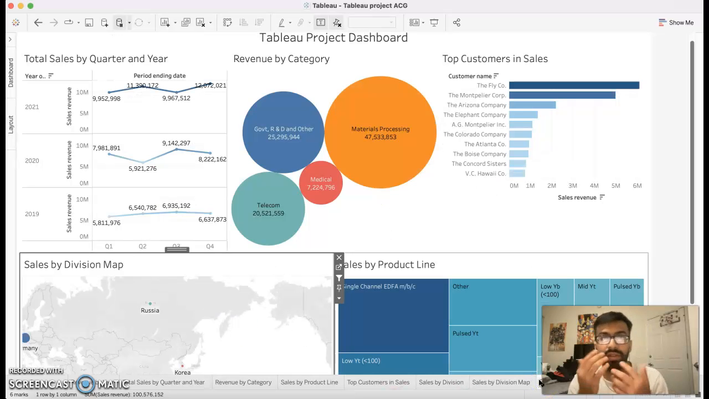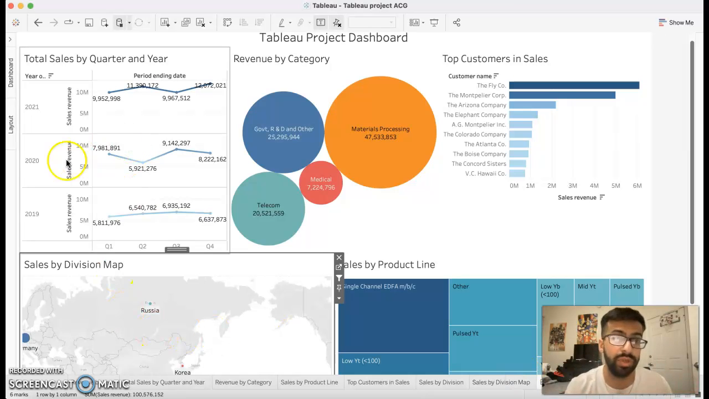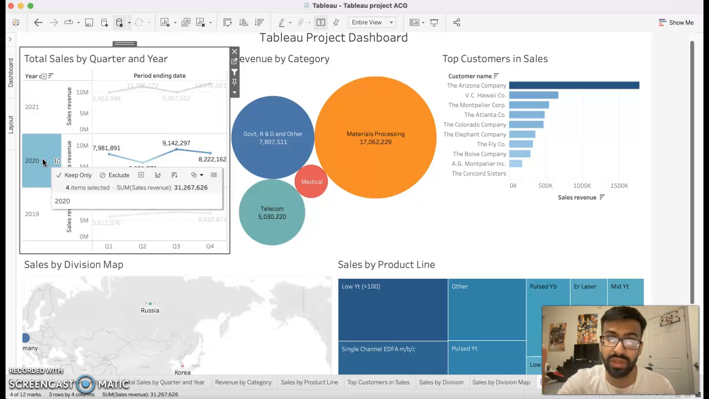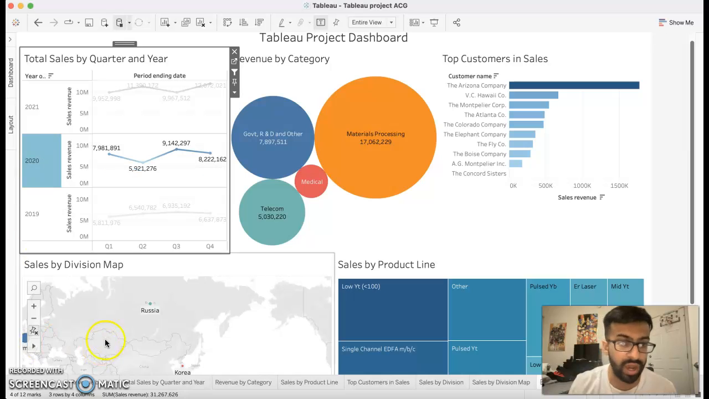And here is my dashboard, and the dashboard is more of an interactive type of way where you can see how you can change data, and you can see how everything else changes. If you select one thing, you can see how everything changes. So for example, if we want to look at 2020 specifically, we can click 2020 and you can see the customers and sales change. Revenues by category also change, as well as sales by product line. And if you highlight Russia, you can see the sales revenue for Russia in 2020.